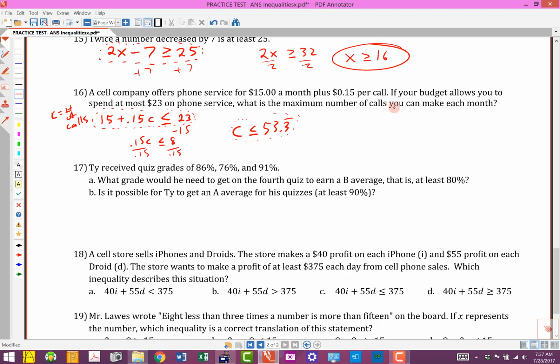Now that's the answer to the inequality, but that's not the answer to the question, because the question says what's the maximum number of calls you can make. Well, we can't make a third of a phone call. We can't make 0.3 of a phone call. So what we do here is we round that down. So we can make 53 calls, and we'll circle that, and then we're done. We could even say a max of 53 calls. That would be good there.